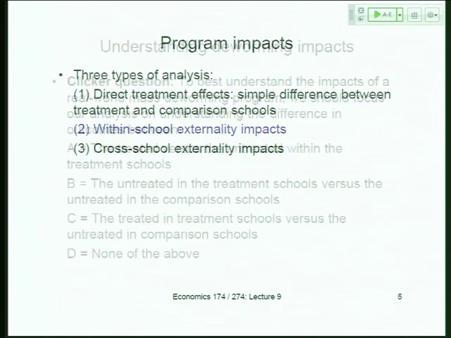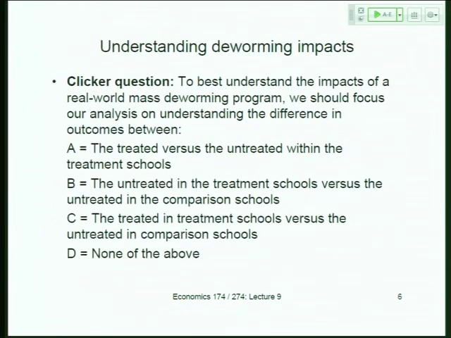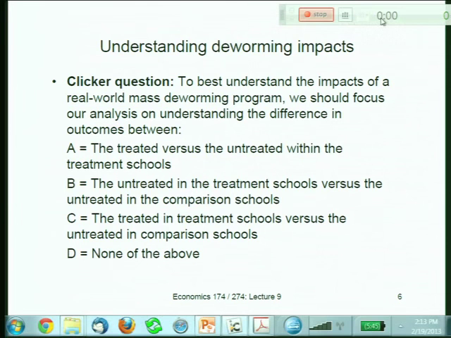Okay, clicker question. Let's just get going right away to get everybody's mind back to thinking about externalities and trying to understand the impact of a real-world, large-scale deworming program. So to best understand the effect of a real-world program, should we be focusing on the difference between the treated and the untreated within treatment schools, between the untreated in treatment schools and the untreated in comparison or control schools, or the treated in treatment schools versus the untreated in comparison schools? So please click in, or none of the above.